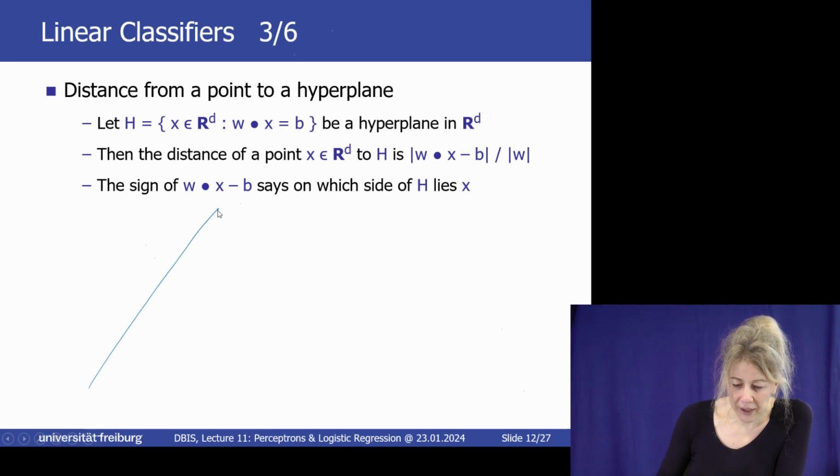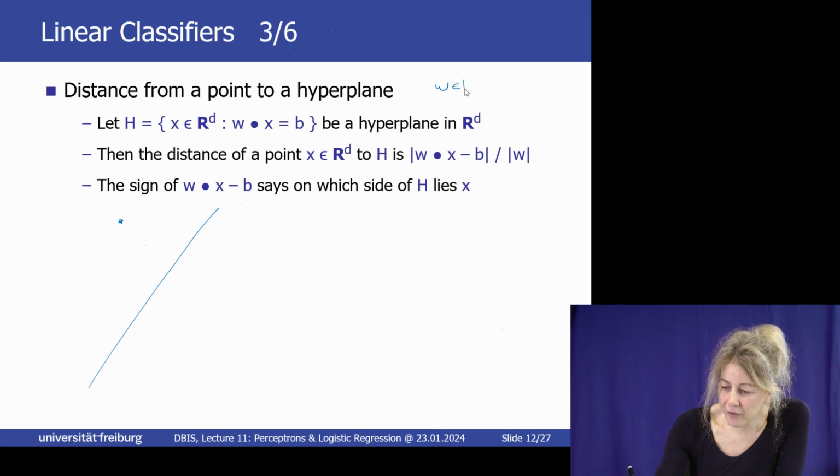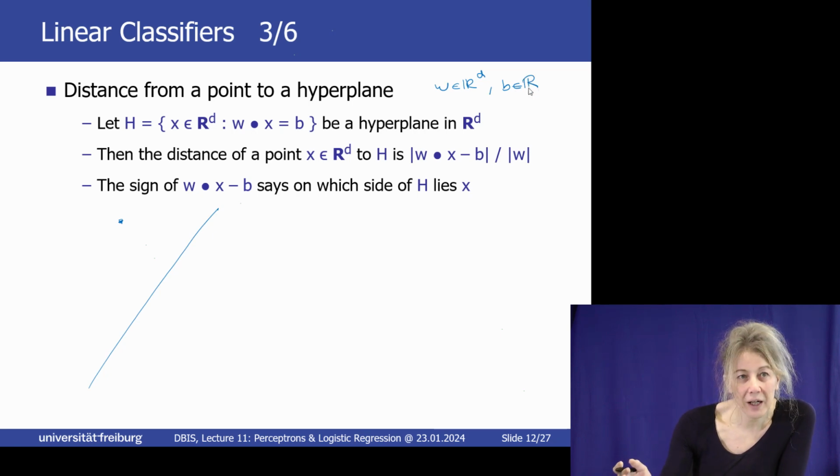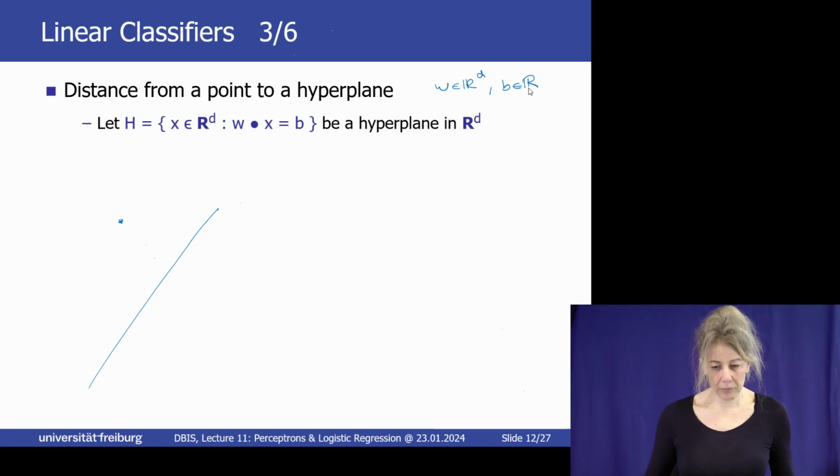Let me just draw a line here and let me have my point. That's not the dot product, that's my point. The B? Okay, so W is a vector in d dimensions and B is a scalar. So these are the two values which define the hyperplane. You give me a vector and a B and they define a hyperplane.